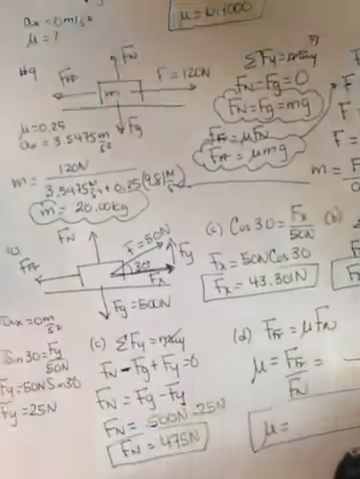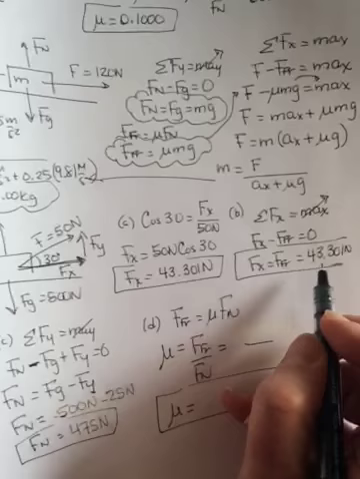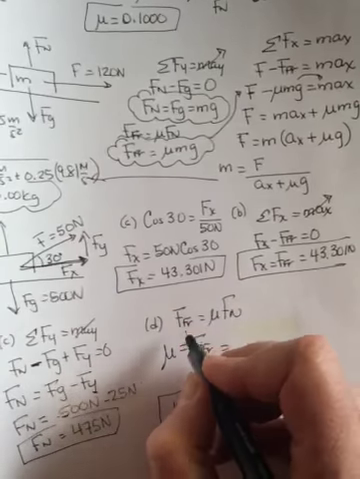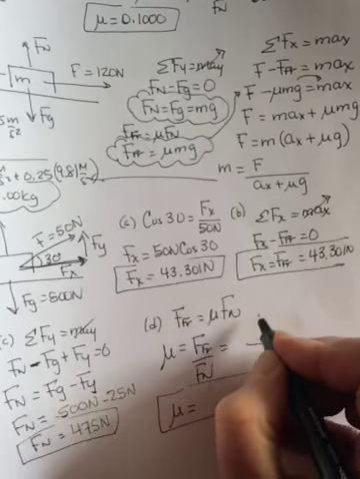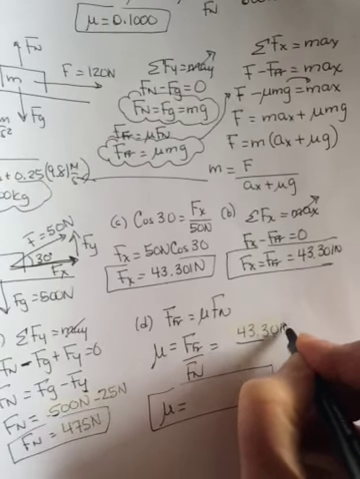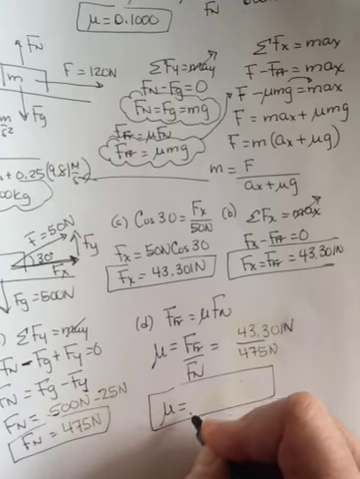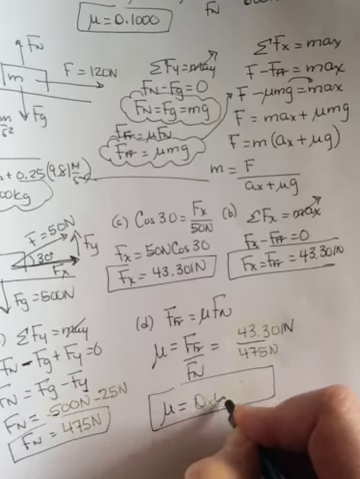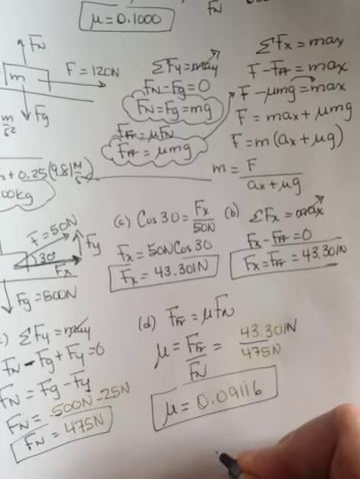All right, and now we go to part D, which says what is the frictional force. So we have our friction, FFR, and we have our Fn, so we can find mu. So FFR equals mu Fn, divide by Fn. So 43.301 newtons on the top, 475 newtons on the bottom. And when you do the math, you get 0.9116 for the coefficient. Okay, so that's number 10.